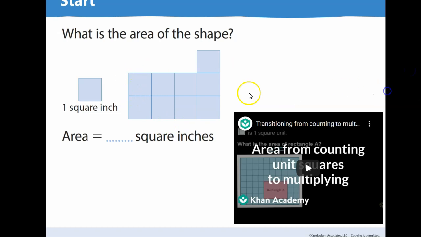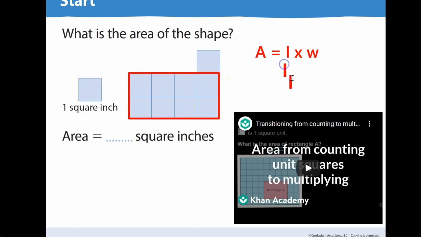In other words, if I had something like this, then I can go length times width, right? 2 times 4, okay? Because remember what I said, area equals length times width, right? So that would be 4 times 2. If I had the red one, if I had this, but I don't, right? Because I still have this one right up here, correct?